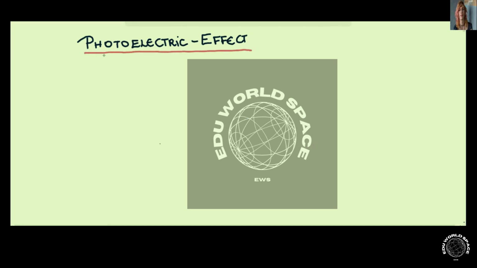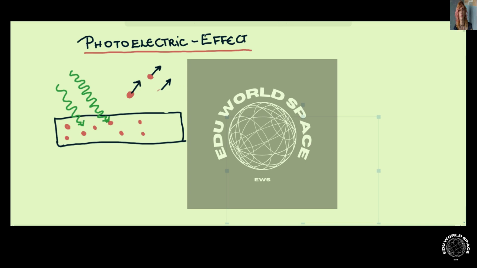Today we're going to talk about the photoelectric effect. The photoelectric effect happens when we have the emission of electrons, those red particles, due to photons. Remember first that the characteristic energy of a photon is proportional to Planck's constant. It is Planck's constant times the speed of light divided by the wavelength of the light beam.